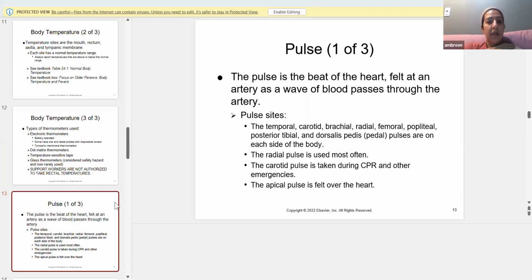Pulse. The pulse is the beat of the heart, felt at the artery as a wave of blood passes through the artery. If you put your hand on your wrist, use one hand, and put it over the top of your thumb, just a little below, you will find a pulse. You will see there is a pulse, and we count that pulse.